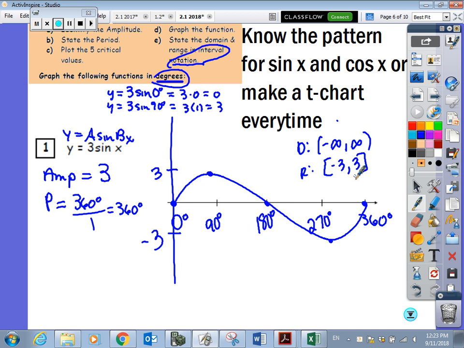So domain and range for any sine or cosine: it doesn't matter if it's flipped upside down, stretched, shrunk, moved left, right, up, down. The domain is -infinity to infinity. No matter how much we stretch it, it's still going left to right. We move it up, still going left to right. We move it left or right, still going left to right. Flip it upside down, still going left and right forever. That does not change. The range will eventually change because we'll start shifting it.